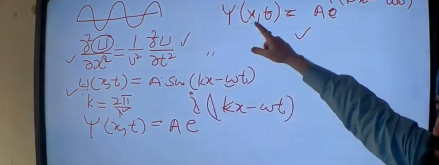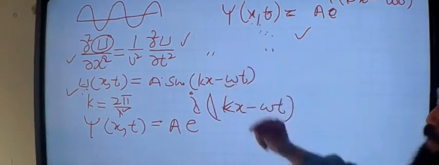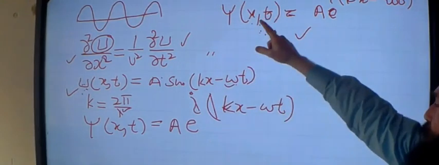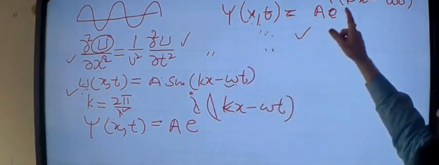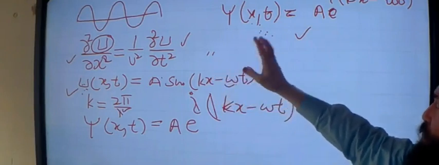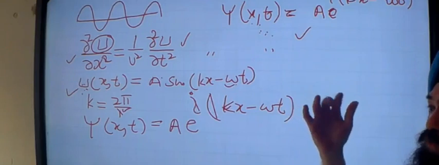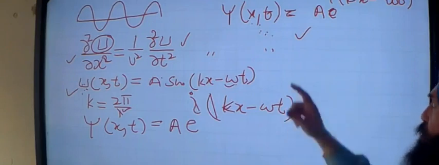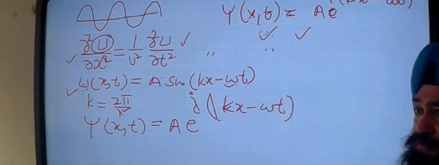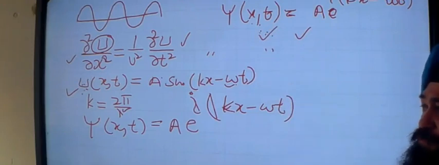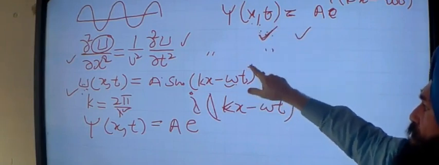How? Take the partial derivative with respect to x twice. That becomes the left hand side. Then take the partial derivative with respect to time twice, multiplying by 1 over v square. Then that becomes the right hand side. Both will come equal. When both are equal, that means this is also the solution. But the main thing is this is a better solution than this.